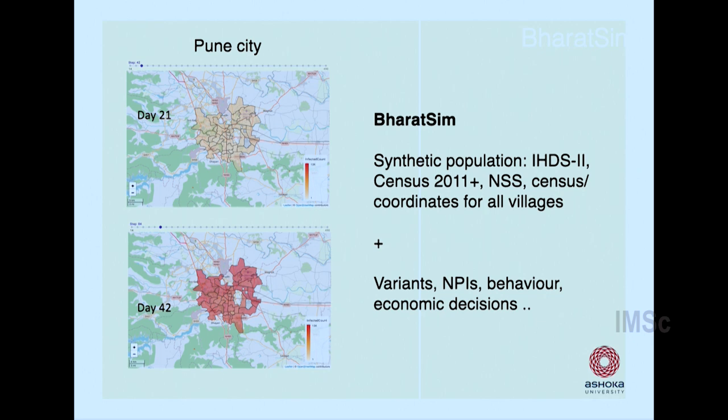So here's an example of Pune city, which you can study using BharatSim. This is a synthetic population constructed using the IHDS, the census of 2011, a little more modern data from the city about the census, and coordinates for all the villages. So these are different parts of Pune that are marked together over here. And the colors here represent the change in the number of infected cases from day 0 to day 41.